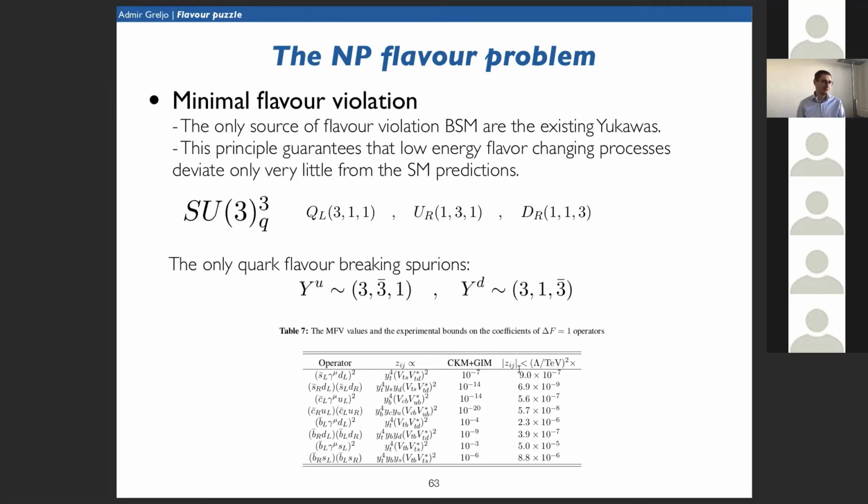Minimal flavor violation is predicted in some new physics. For example, if you have gauge mediation in supersymmetry, at low energies, you get this minimal flavor violation setup. What's the purpose of minimal flavor violation? It is to have new physics at the TeV scale consistent with flavor bounds.